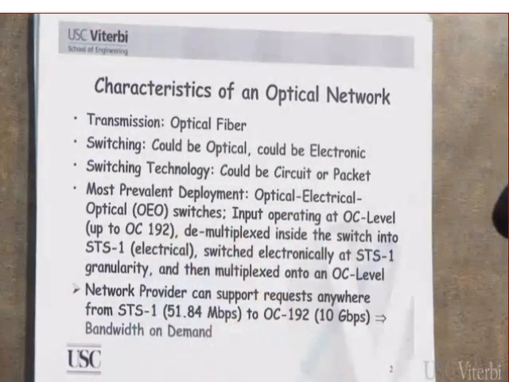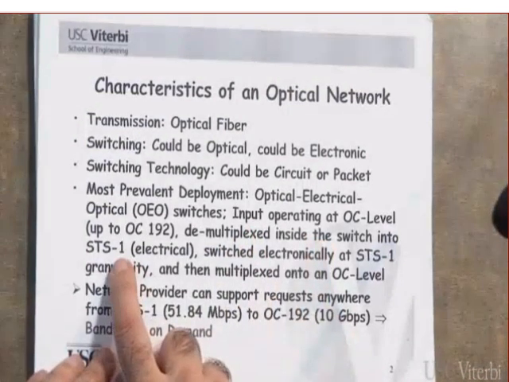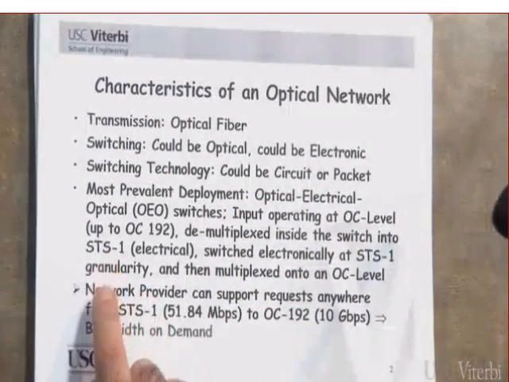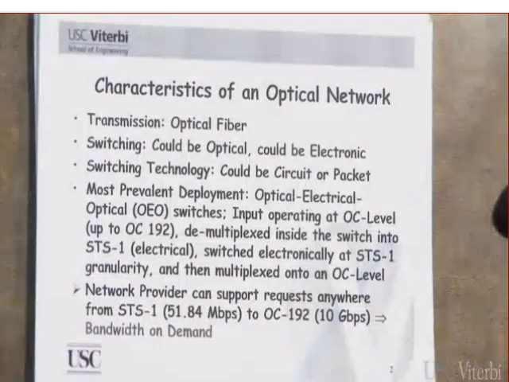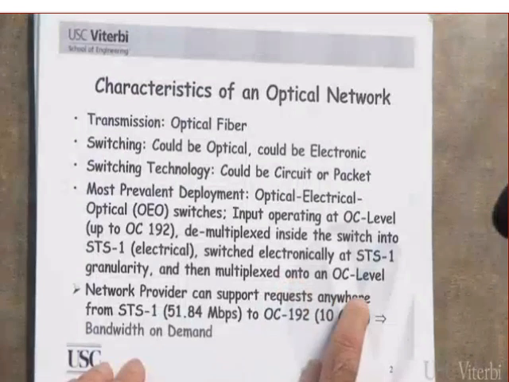Inside the switch, they will what? Demultiplex, because the switch is electrical. Clear? The switch is electrical. They will demultiplex it inside the switch all the way to what? STS1 level. STS1 level is 51.84 megabits per second. They switch the STS1 levels, and then they multiplex the STS1 levels again, electronically, and then they convert it to OC level.